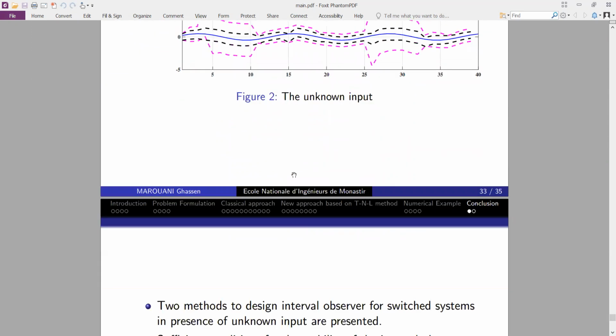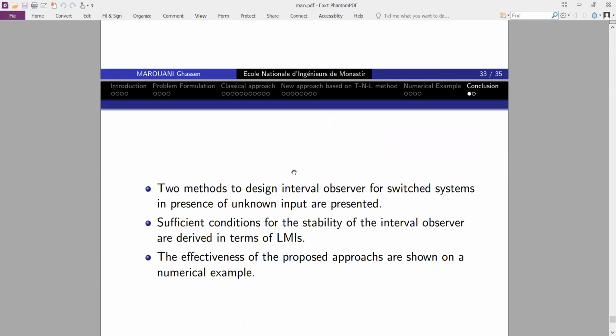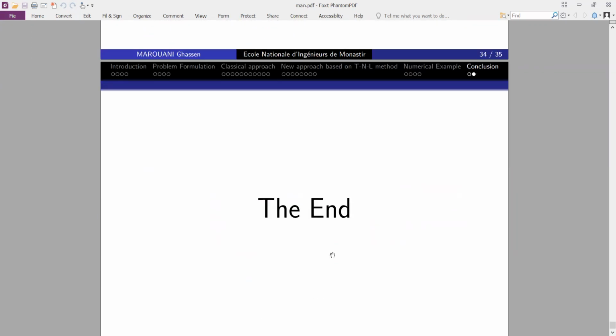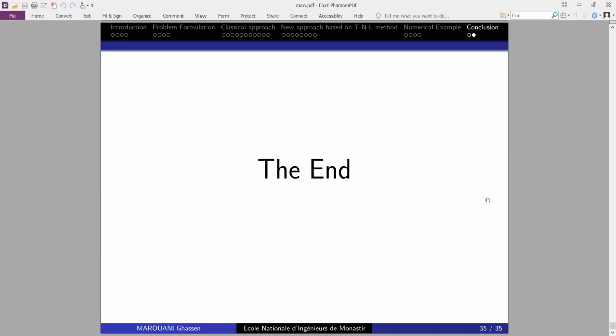As a conclusion, in this presentation, we have presented two methods to design interval observers for switched systems in presence of an unknown input. Sufficient conditions of the stability of the interval observers are derived in terms of LMI. The effectiveness of the proposed approach is shown on a numerical example. Thank you for your attention.